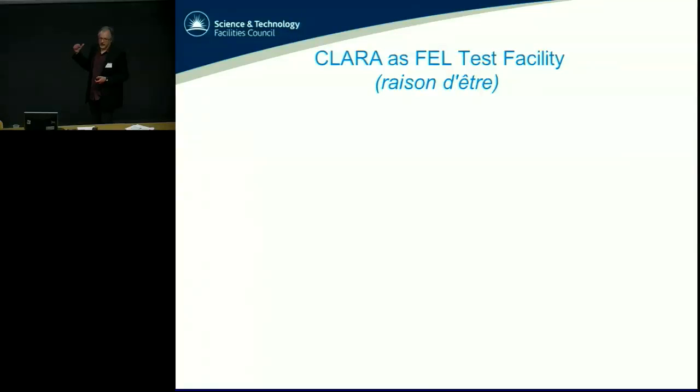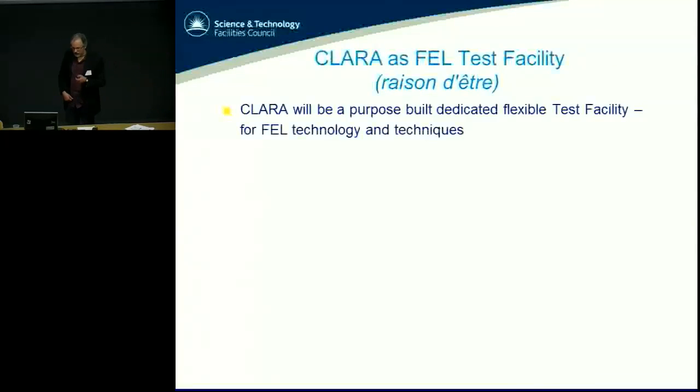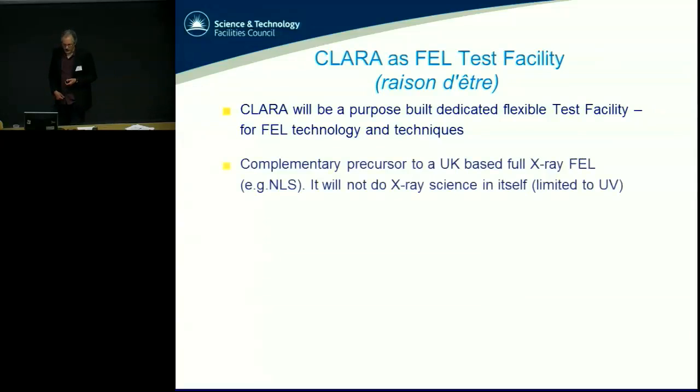No, that's not what CLARA is. So you've seen it. It's 0.2 GeV. It's only 100 meters long. It can never get to X-ray energies. It can't do a lot of useful science in the X-ray energy. It will produce ultraviolet, vacuum ultraviolet range wavelengths, which you do some science in, but not where the great interest is. So what CLARA has been realized as its raison d'etre is a purpose-built, dedicated, flexible test facility for FEL technology and techniques.